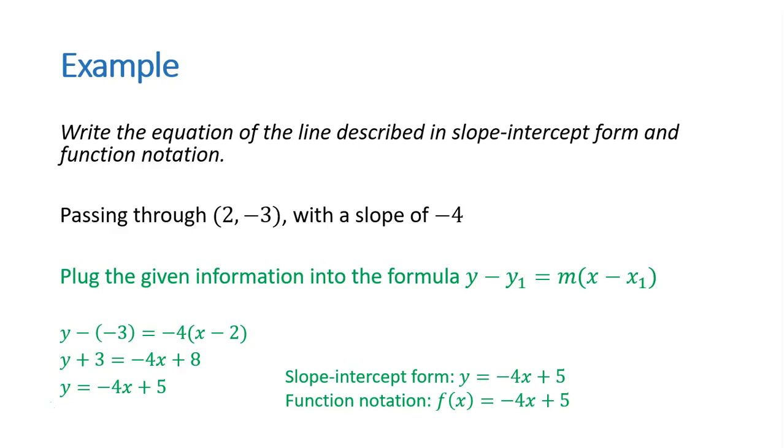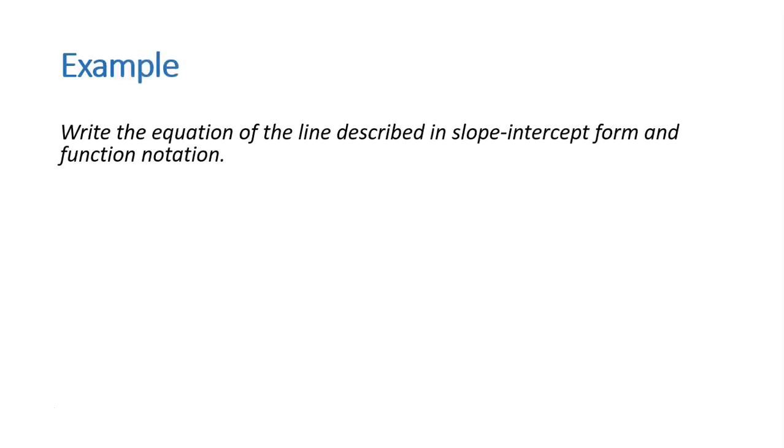So if you've got slope-intercept form and you want function notation, all you need is to change your y into an f of x, and then you have the form you want. Let's try one more. So we want to write the equation in slope-intercept form and then in function notation.